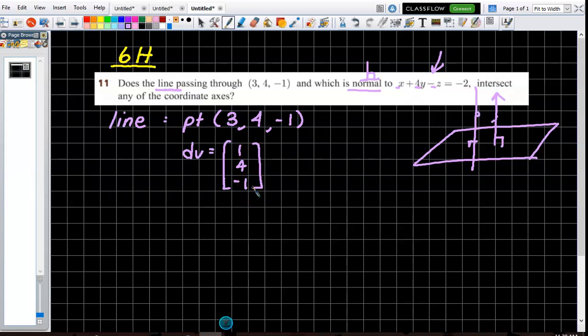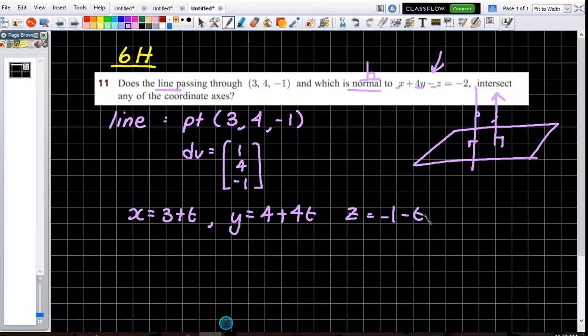So therefore, the equation of the line, if I'm going parametric, is x equals 3 plus t, y equals 4 plus 4t, and z equals -1 take 1t. So any questions thus far? Because I heard a grrr from Ethan. We okay? All right, so then we can go on to the next bit.